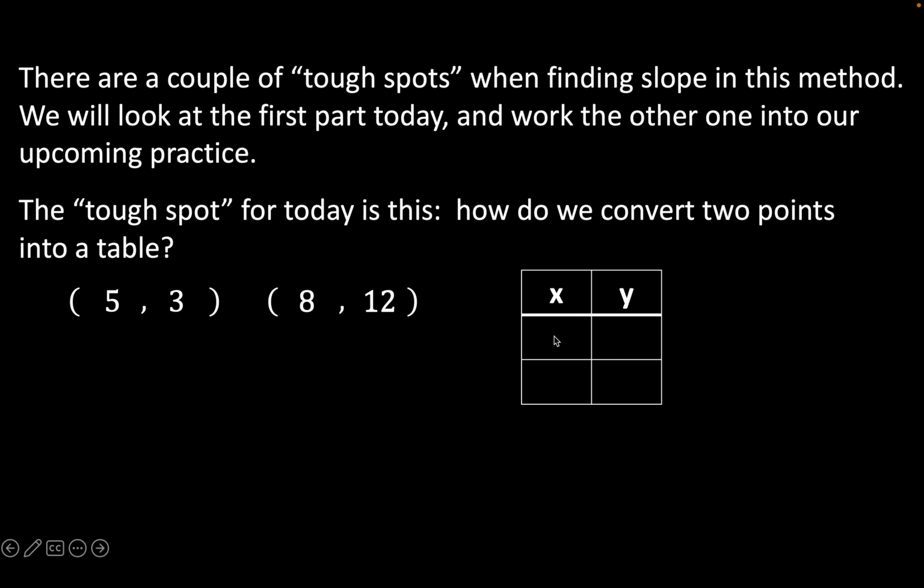Well, it's easy enough. It's x comma y, which, as we've worked with tables, is an ordered pair. So you literally just take this one and slide it into the top section, and you take your other one and slide it into the bottom section. It doesn't even matter what order you do it, but now you have a table based off of that. So again, all you would have to do is take this ordered pair and copy it to the top row, take this ordered pair, which is x and y, and copy it to the bottom row, and then of course you do 12 minus 3 over 8 minus 5 and finish it off.